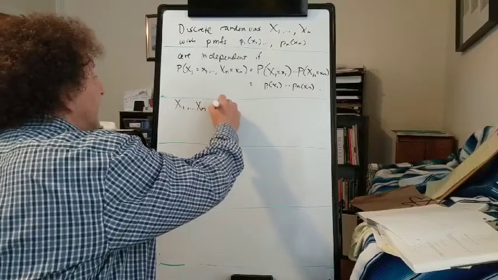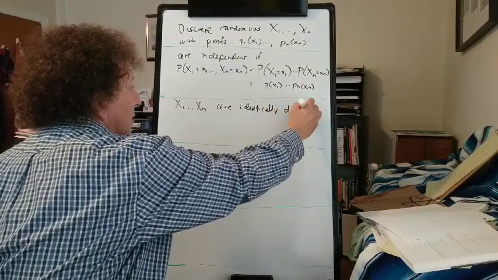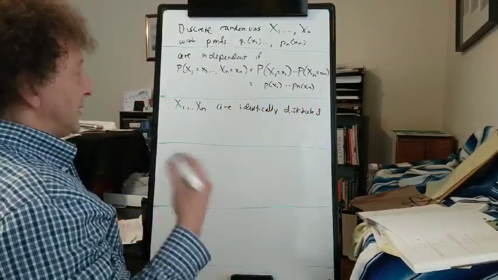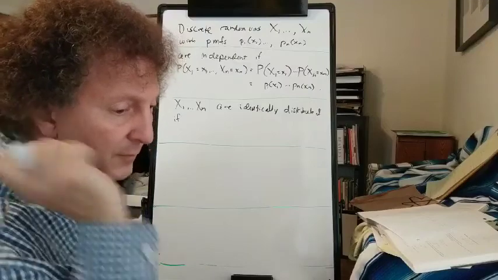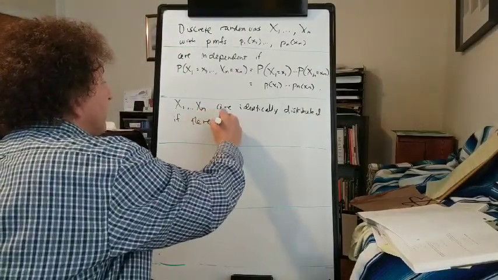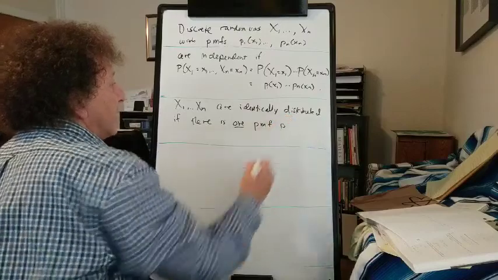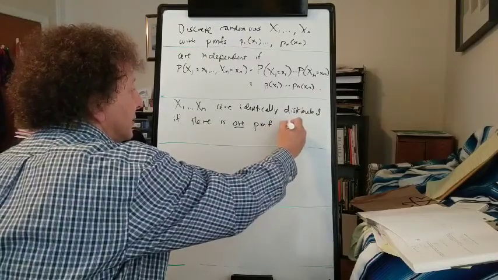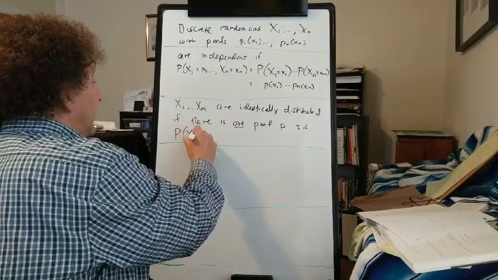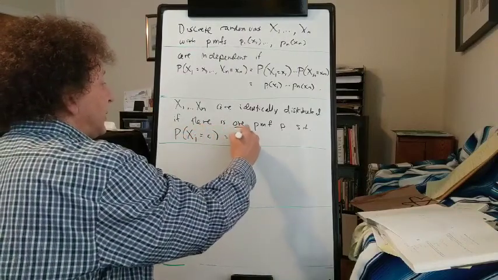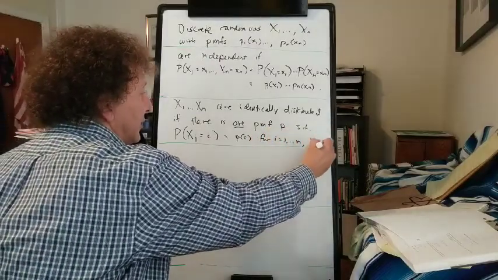Now X1 through Xn are identically distributed, but not necessarily identical, if there is one probability mass function, let's say p, such that the probability that Xi equals c is just little p of c for i equals 1 to n, and for all values c.